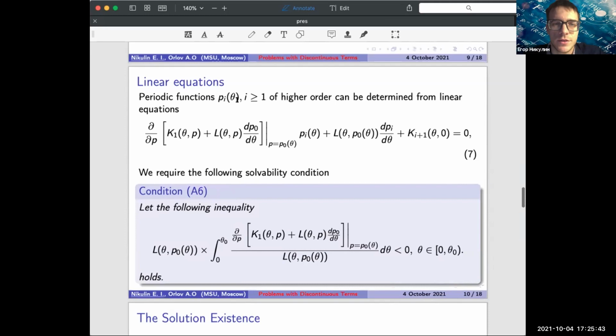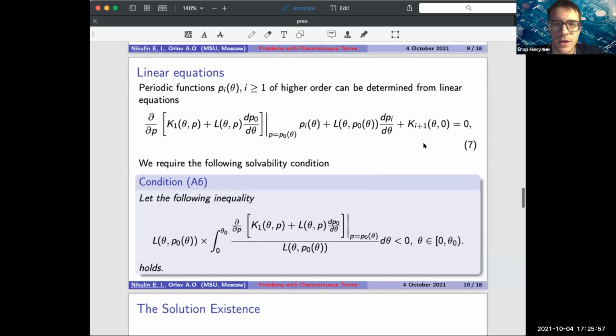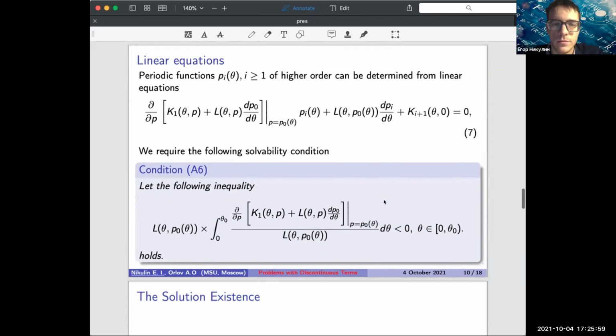Periodic functions of higher order Pi can be determined from linear equations. We require the following solvability condition for these tasks. Let the following inequality hold. This coefficient L depends on the tangent component of the advection vector and cannot be equal to 0, as you see.